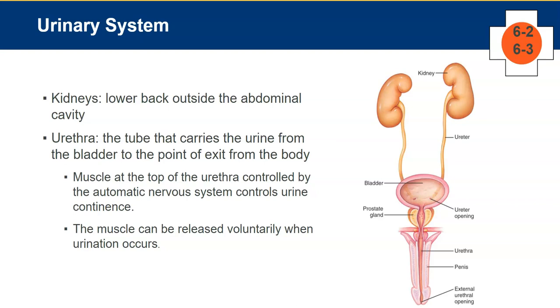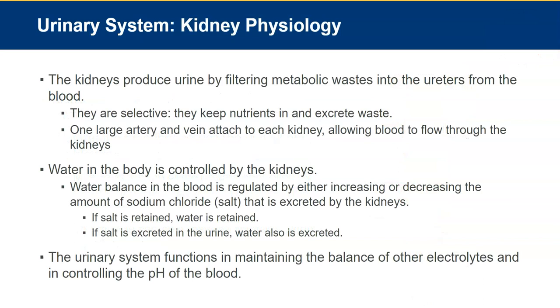Once those wastes have been collected by the kidneys, they'll pass from a ureter into the bladder along with just additional water. And then you're able to voluntarily eliminate those waste products just because you have a muscle, a round muscle, essentially a sphincter, at the bottom of the bladder that allows you to eliminate that.